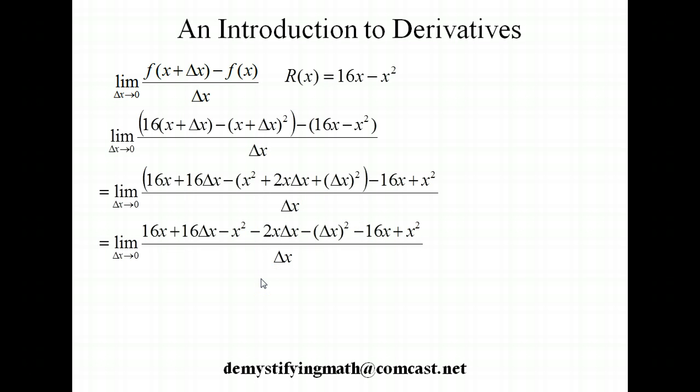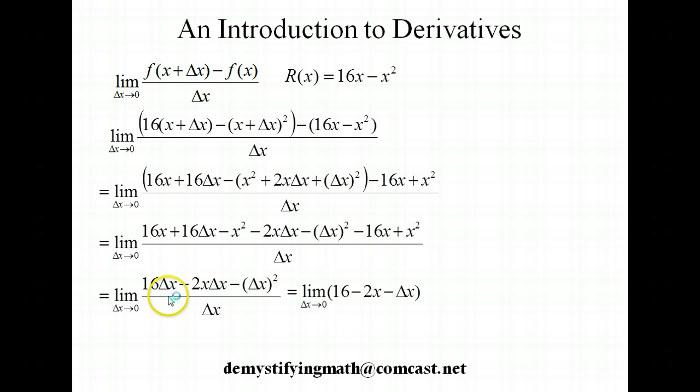Now that we're at this point, you should be able to see that the 16x and the negative 16x canceled with these 2 terms at the end. So we're left with this. And now what you should notice is that everything here has a delta x in it. So we can divide out that delta x. And we're left with just 16 minus 2x minus delta x. Now our next step is to take the limit of the function as delta x goes to 0. So our third term here is going to go to 0. Everything else will stay the same. And we're left with 16 minus 2x as our derivative, which again is the formula to find the slope of the tangent line at a specific value of x.